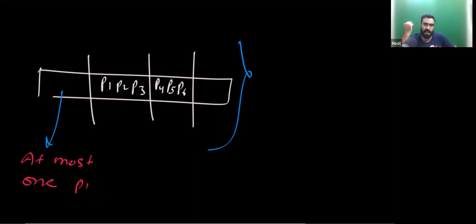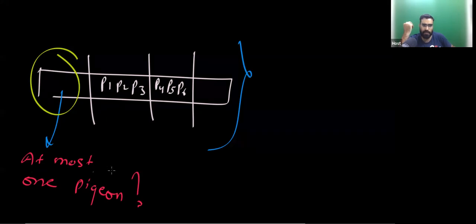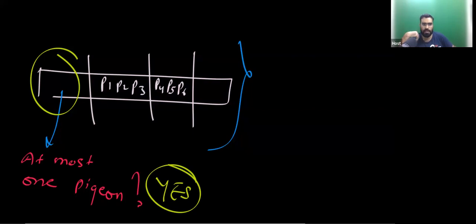Can I say here I have at most one pigeon? Yes, I have at most one pigeon. Is this point clear? In this hole, I have at most one pigeon. At most one pigeon. Yes. So I cannot prevent option C. Here also at most one pigeon.